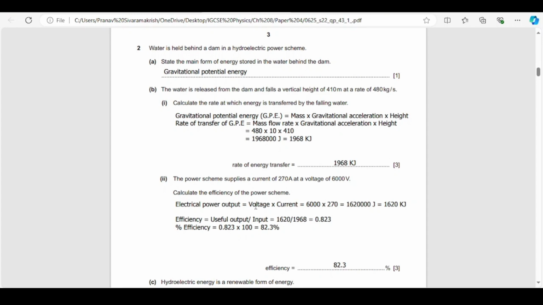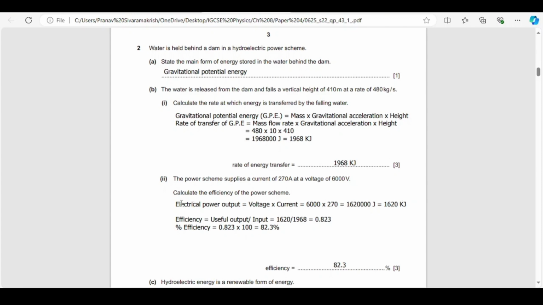So the voltage is the potential difference in an electric circuit. Again, it's something that we will look at in more detail. And the current is the amount of electricity that is flowing through the system. So if we take the voltage, which is 6,000 volts, and we multiply it with the current, which is 270 amperes, we get a value of 1,620,000 joules, or 1,620 kilojoules.